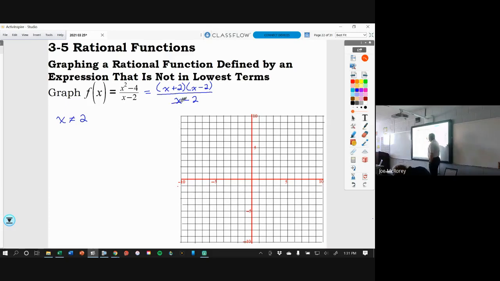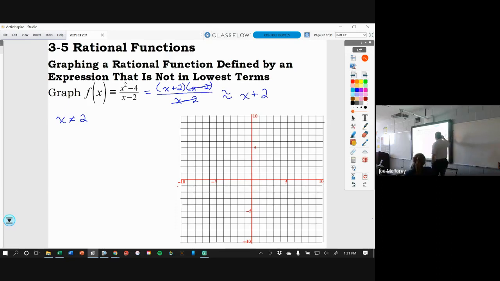But when it's gone, the graph of x squared minus 4 divided by x minus 2 is going to look like the graph of what's left, x plus 2. If you were to graph x plus 2, what's that going to look like? It's a straight line with a y-intercept at 2 and a slope of 1.